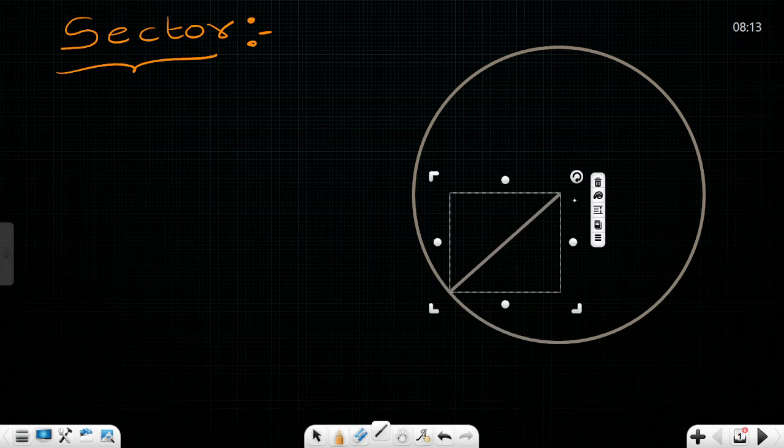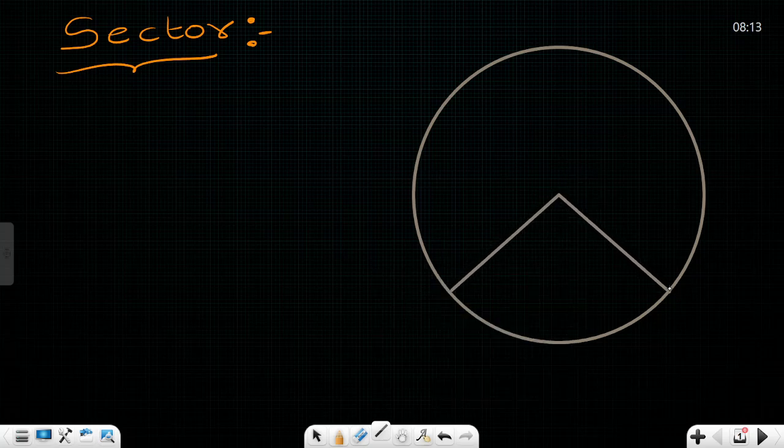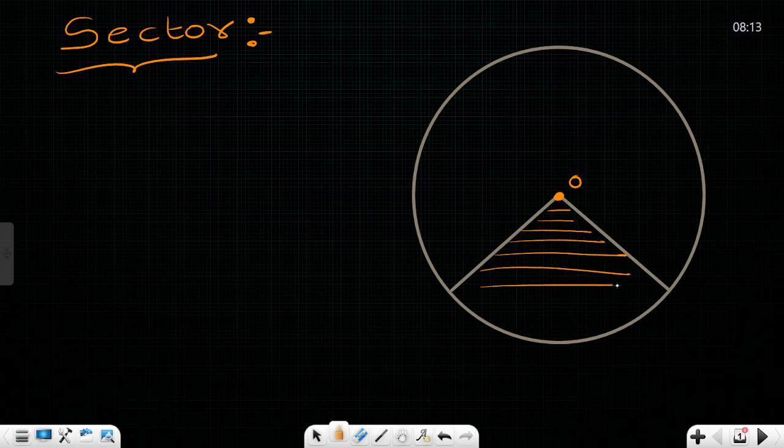If you take a circle, let's call this as center O. Like a circular pizza getting divided into number of parts. This one part, what you are seeing now, this is called sector. This sector will have area and perimeter. Let's name these points A, C, B.